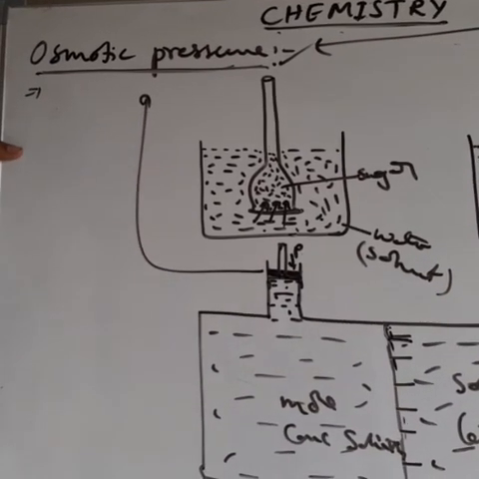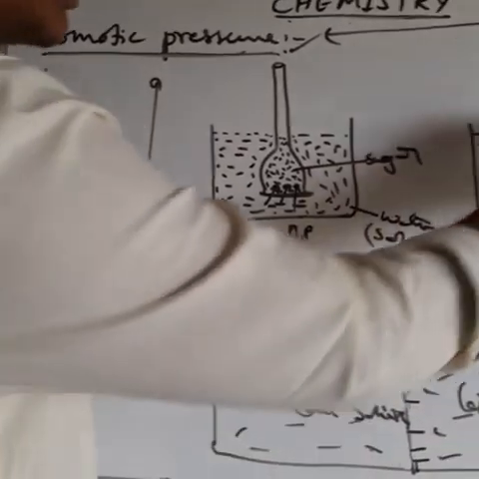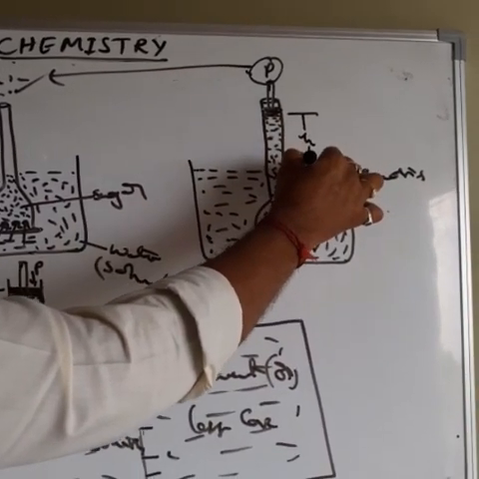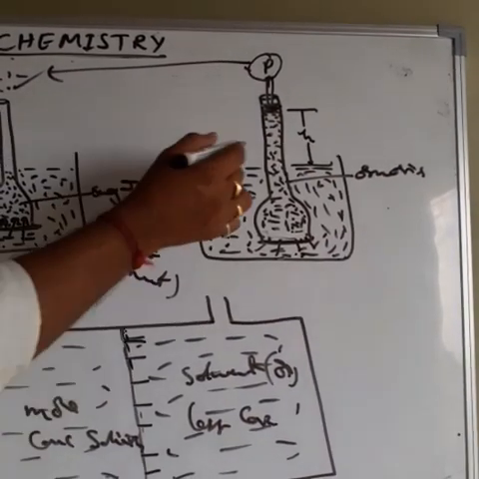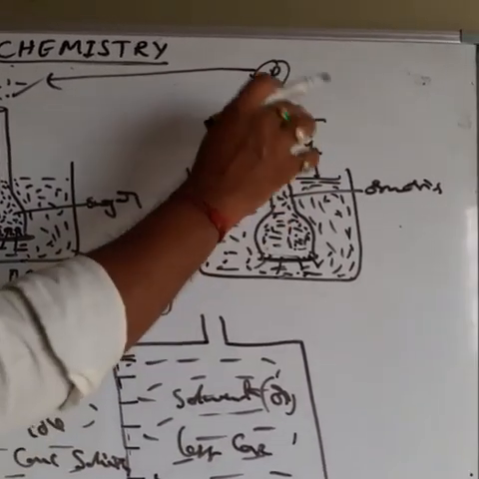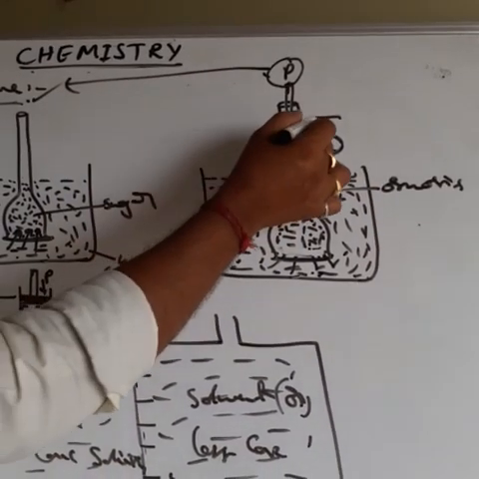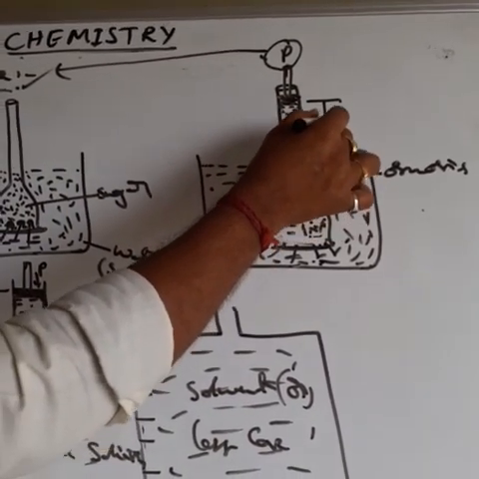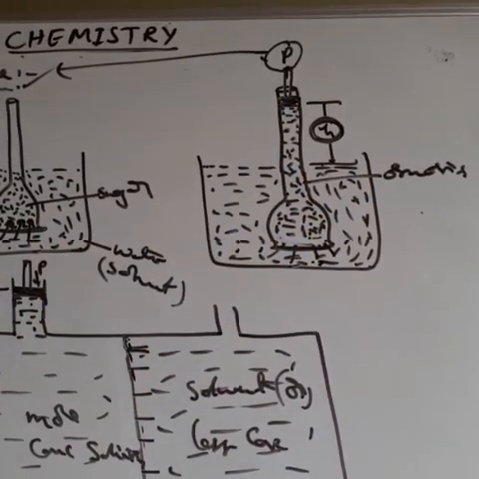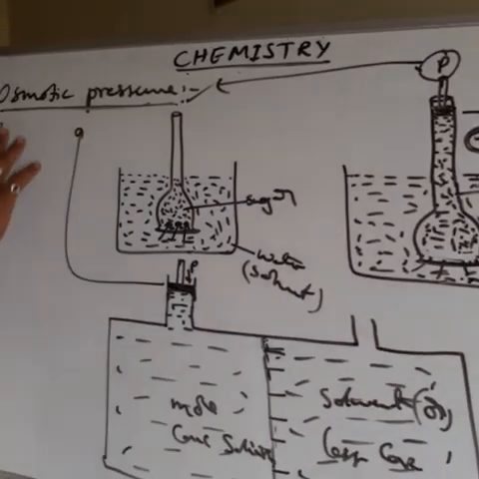Then there is one more definition. What is that? Here this is H, hydrostatic pressure. Another definition: the hydrostatic pressure exerted on the solution by the column H of the solution, which stops the osmosis process. That phenomenon is called osmotic pressure. Okay, this is about the osmotic pressure.